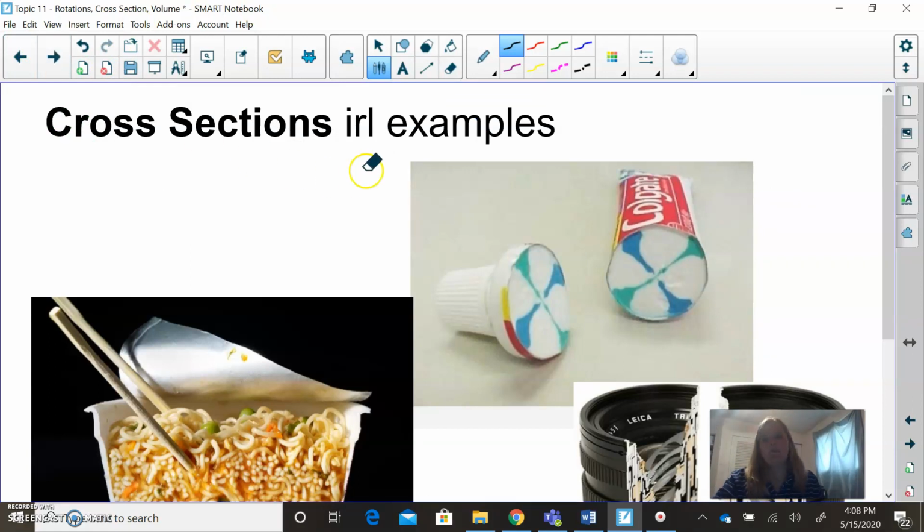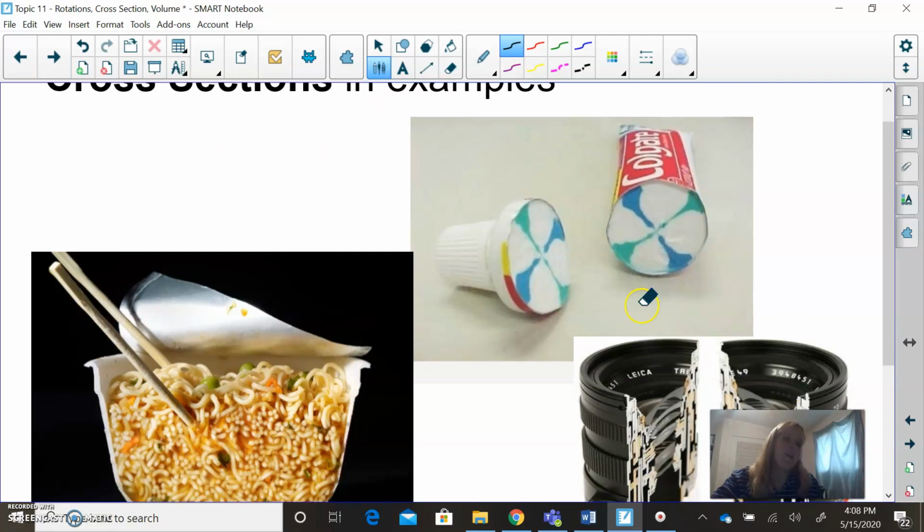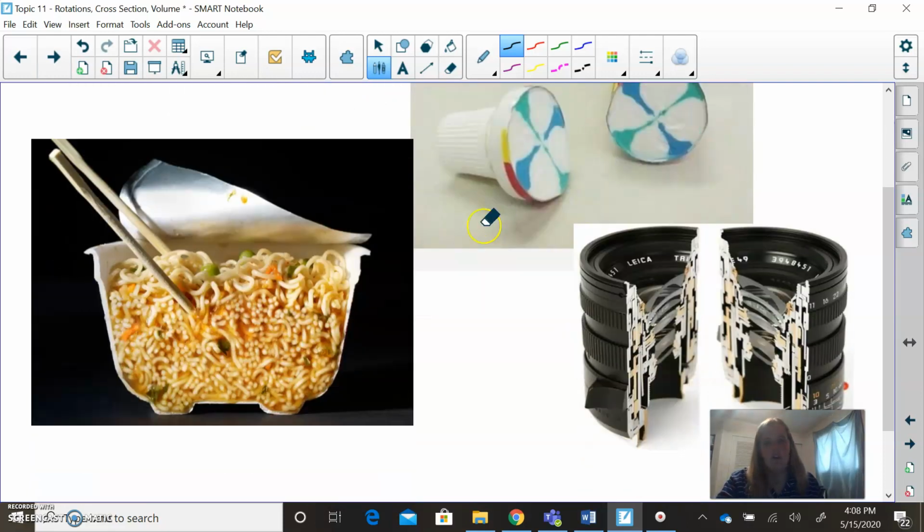So, cross sections in real life examples. If we took a tube of toothpaste and cut it, we have this circle here. That's a circle. If we cut this bowl of ramen in half, that's your cross section. That face is the cross section.